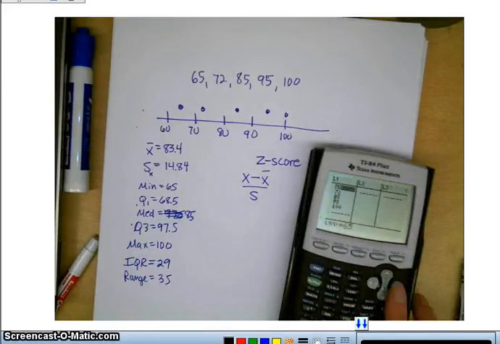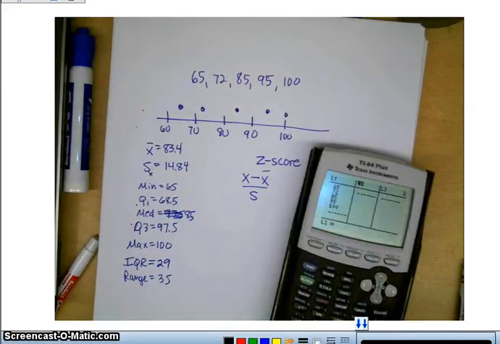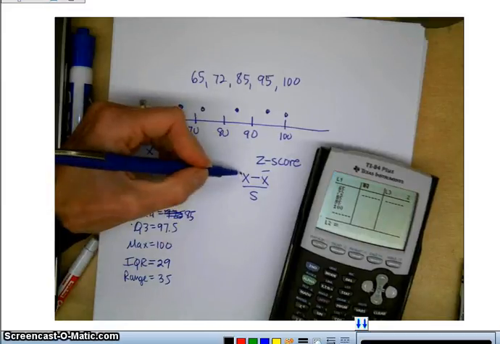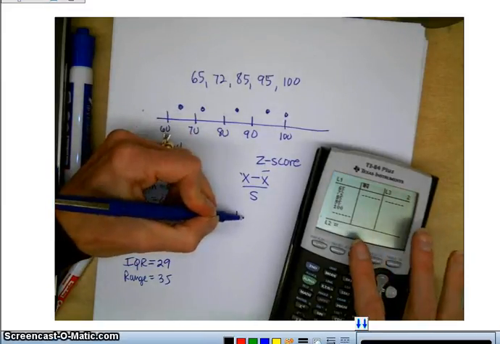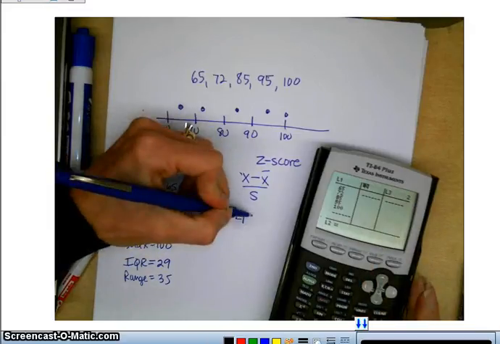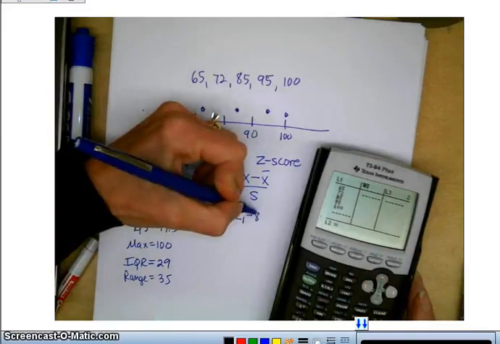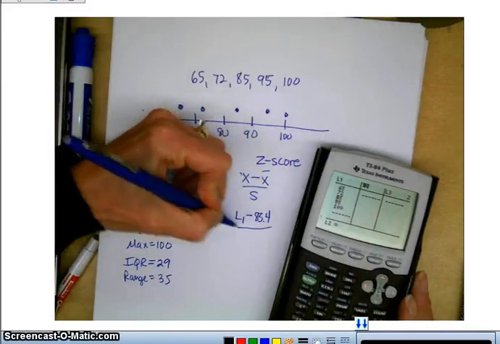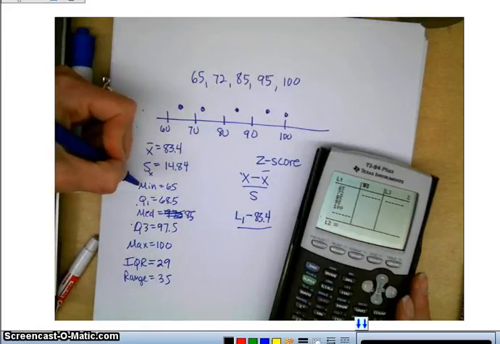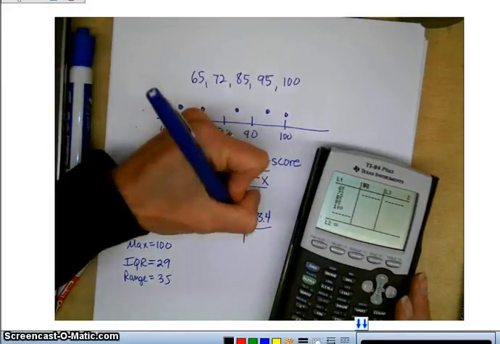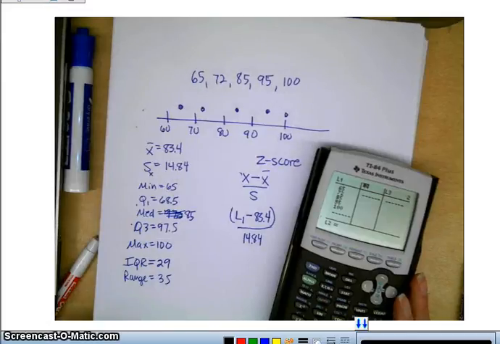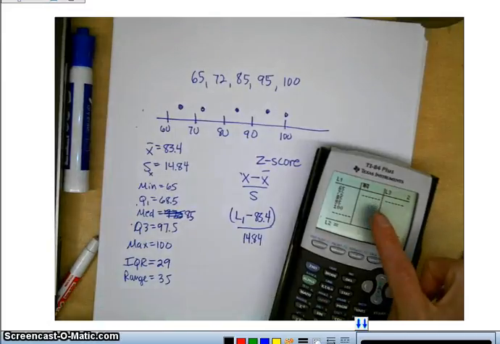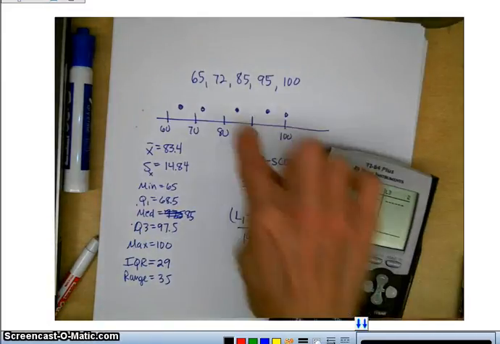Stat, edit, I can go to list 2 up in the heading. I'm going to put this formula in my heading. Now how do I do that? The x's are in list 1 minus my mean, which is 83.4, divided by my standard deviation, which is 14.84. And I need to make sure that I put this on top in parentheses. So in the heading of the second column, I'm calculating the z-score for each of these values.